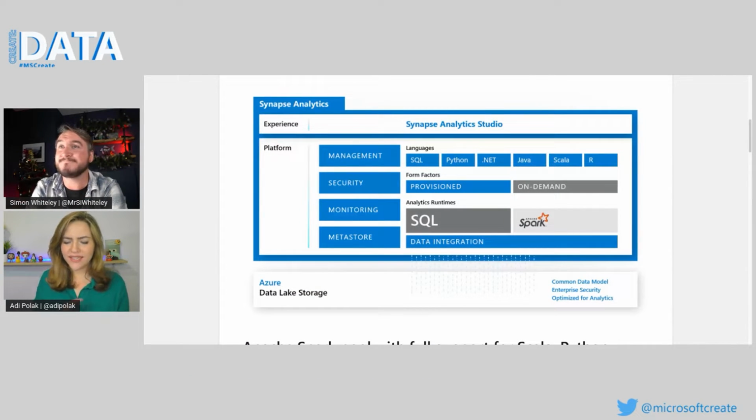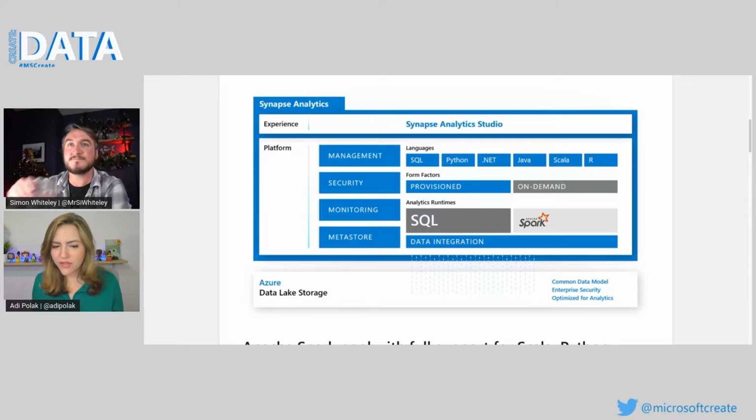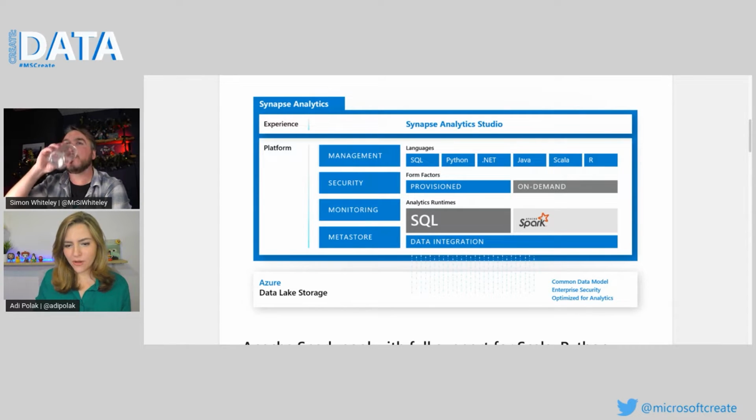Okay, so this is slightly confusing, to be honest, because I know we talked about data strategy and the monitoring and the fact that you have to save your data. And then I see SQL and Spark, and maybe I don't know anything about Spark. And then I have provisioned and on-demand, and SQL, Python, .NET, Java, Scala, R. Do I have to know all these languages to be productive with Synapse Analytics Studio?